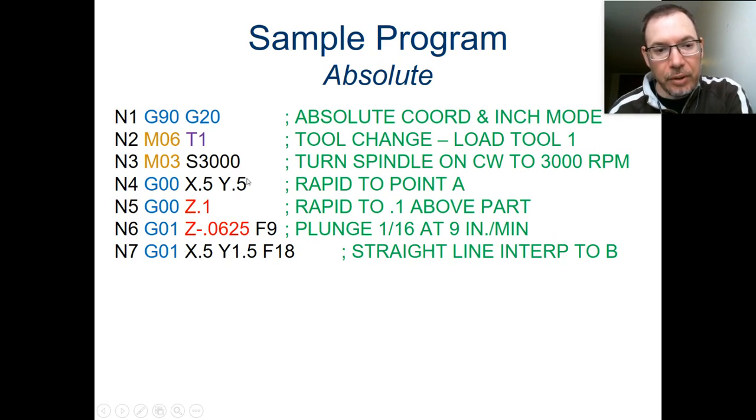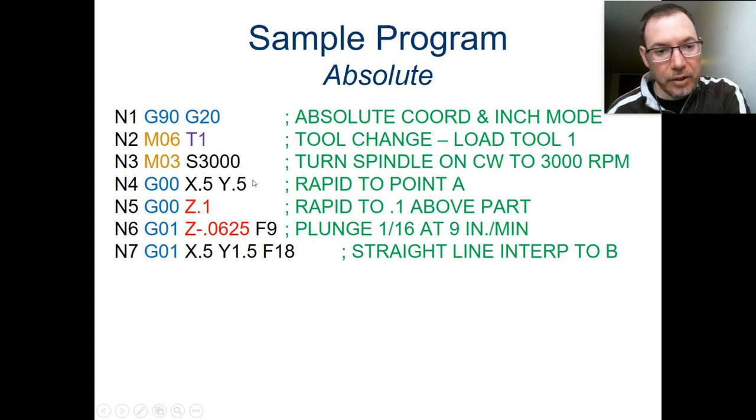You might be noticing up here, I have X and Y, but no Z. Here I've got a Z, but no X and Y. This is what we talked about in those earlier videos about being modal. If we don't mention it again, it's not going to change. So we don't have to keep telling it to keep the spindle speed at 3,000. Once we set that, it stays 3,000 all the way through. We don't have to tell it what the Z value is, because it's going to stay at whatever Z value it already is. Now, if we have a specific height we want it at, we could put that there.